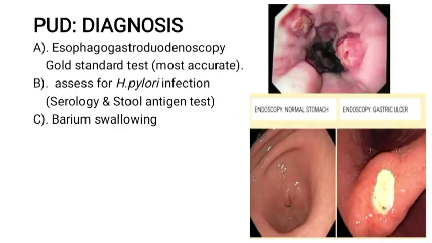Through the diagnosis we have EGD, esophagogastroduodenoscopy. This is the gold standard and the most accurate method for diagnosis of what? Of peptic ulcer disease. Here we see an ulceration in the peptic ulcer disease.